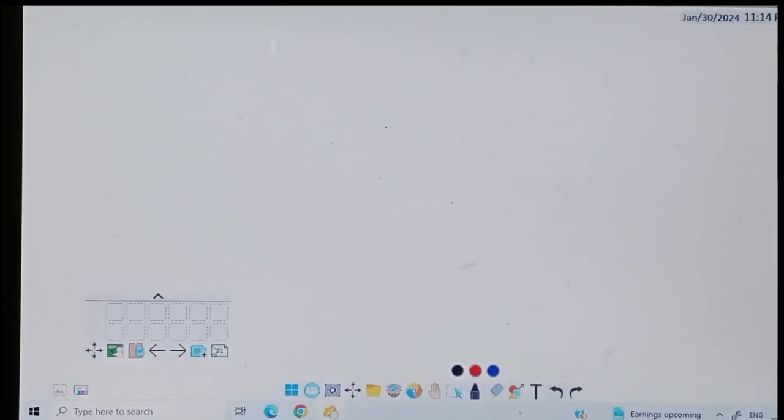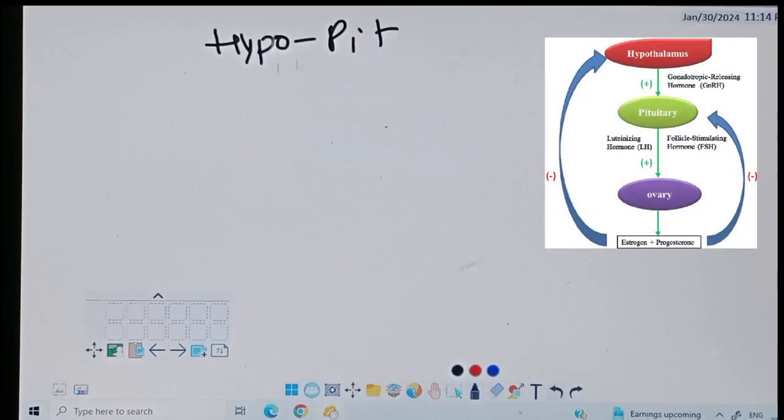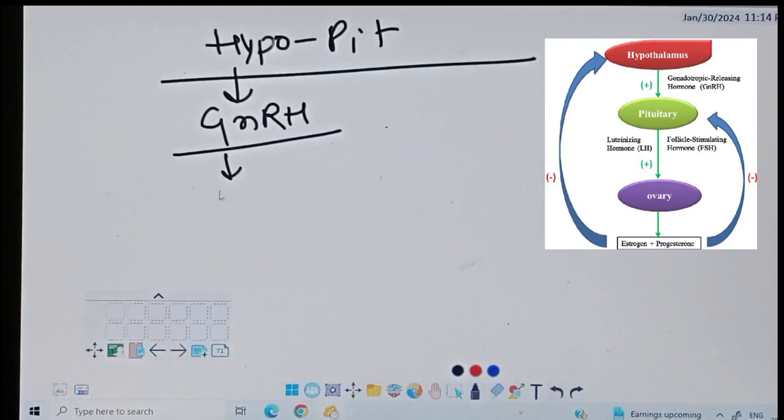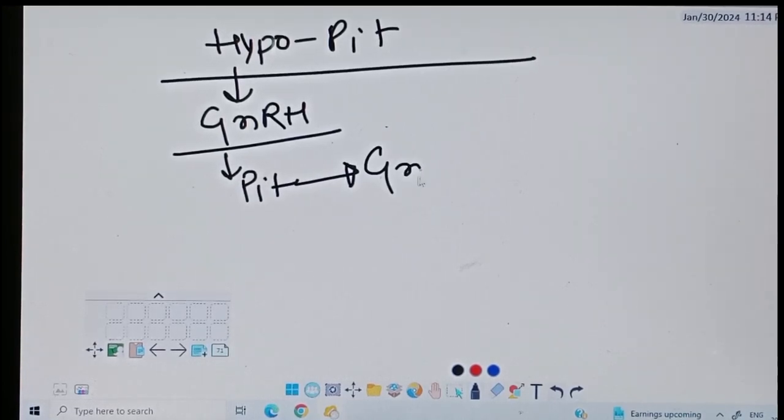So today we'll first start with the hypothalamic pituitary component of PCOS. First we'll talk about the normal reproductive physiology in females. What happens is, in the hypothalamus GnRH is produced. This GnRH acts on the pituitary. From the pituitary, gonadotropins are produced, that is LH and FSH.